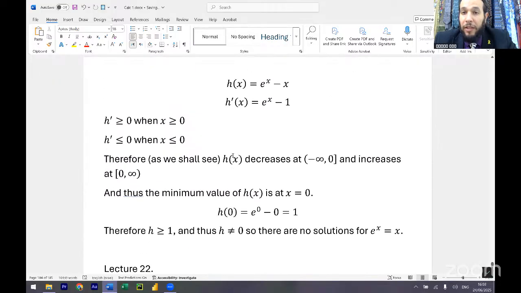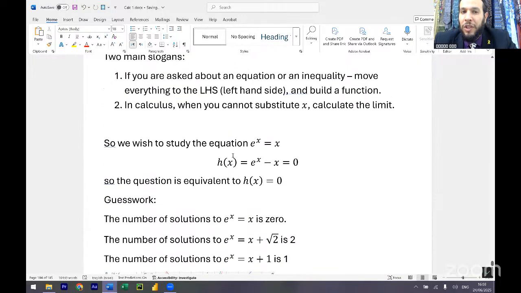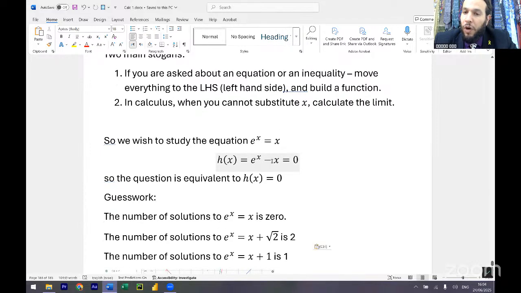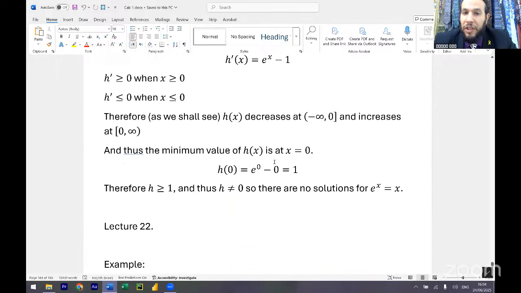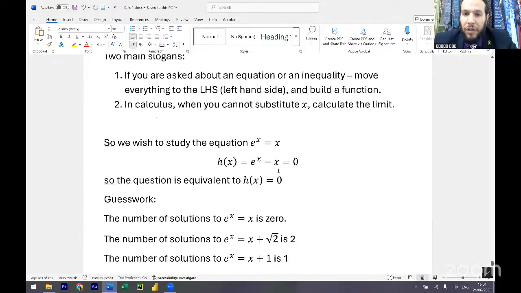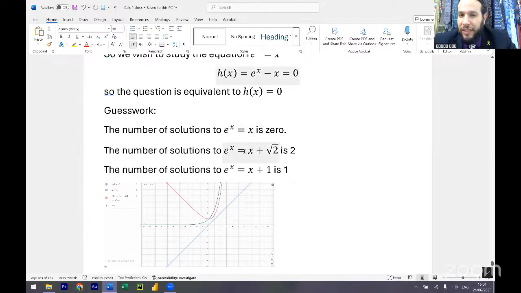And I remind you in general that this is the kind of thing we wish to do. The first example I've shown you last time was whether or not e to the x equals x ever. Move everything to the left-hand side, you get one function, and then you study it. In this case, we showed that it has a minimum value which is 1, which means that it's never 0, therefore there is no solution. I also asked, what about e to the x equals x plus square root of 2? It's the very same idea in solution. The minimum here will be 1 minus square root of 2, which is negative.